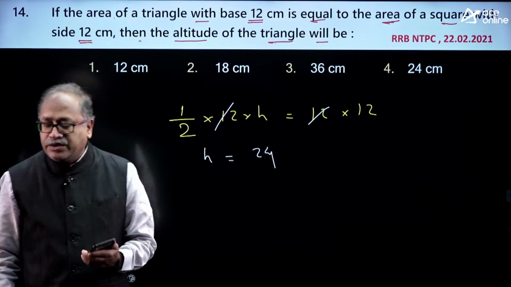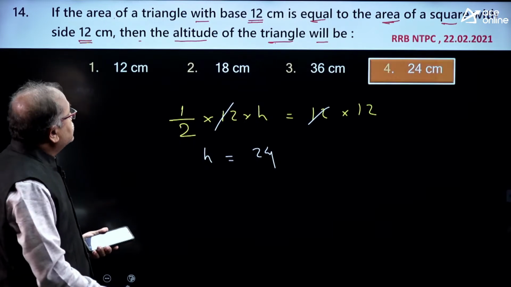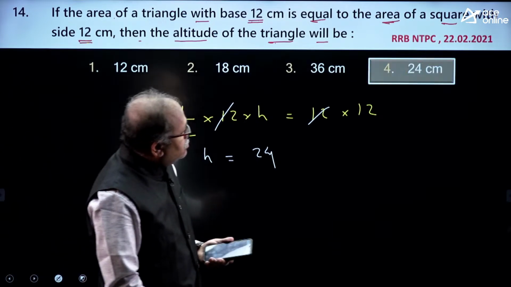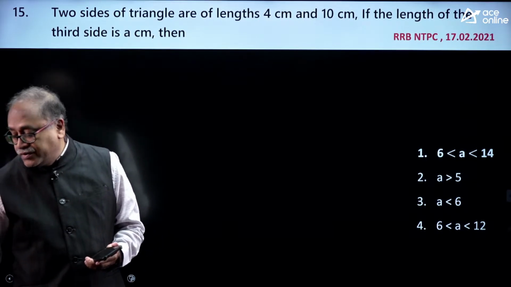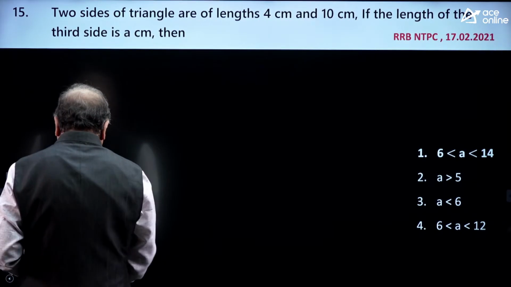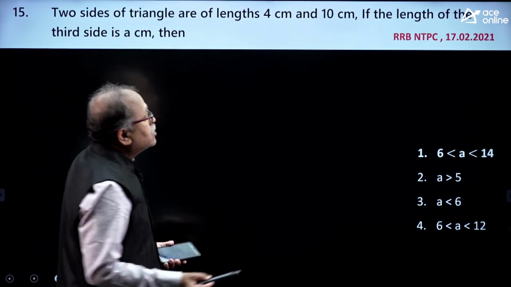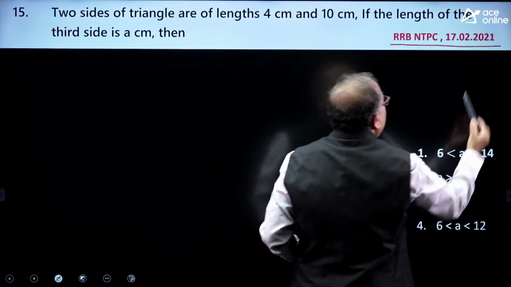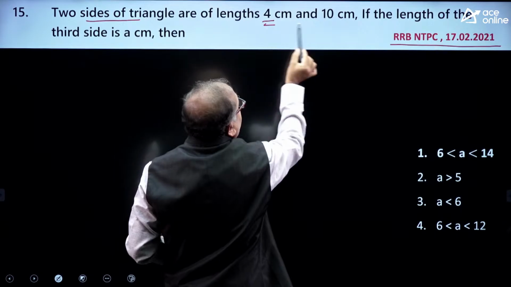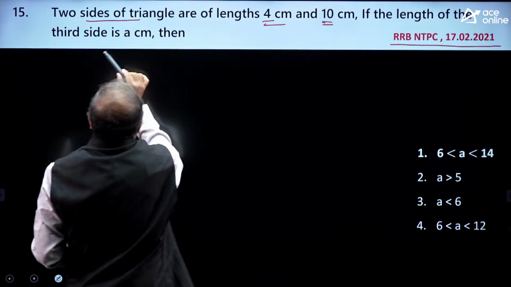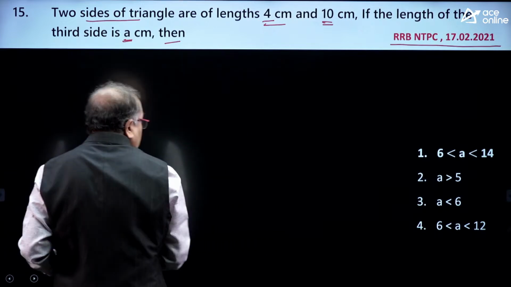That's right. Now, the next question on your board is this. What is that answer? 24. That's the answer. Now, here is your next question, and what is this question all about? This is simply about the property of the triangle. It was there in the year 2021. Two sides of the triangle are given to us as 4 and 10. The length of the third side is A. Then which of the following will be correct in that context?